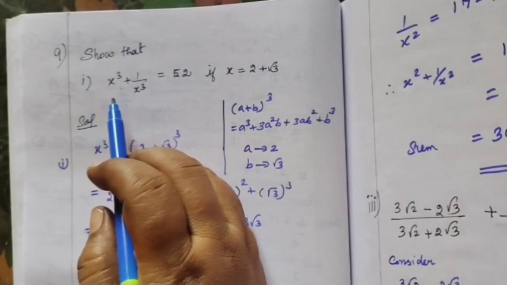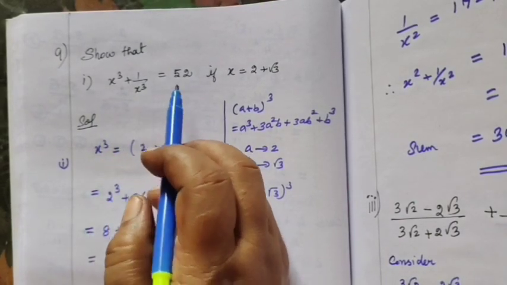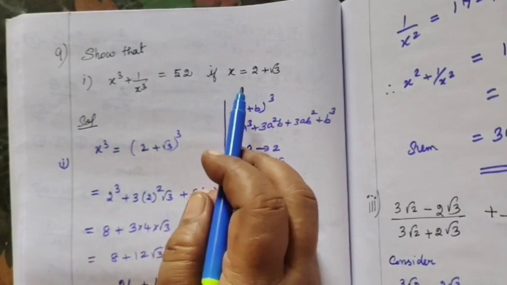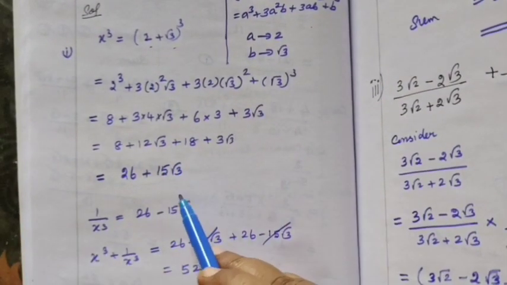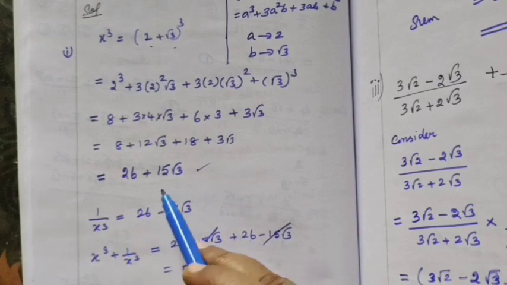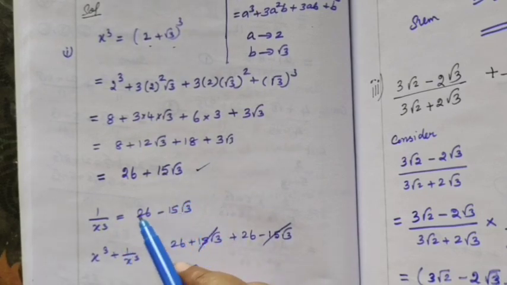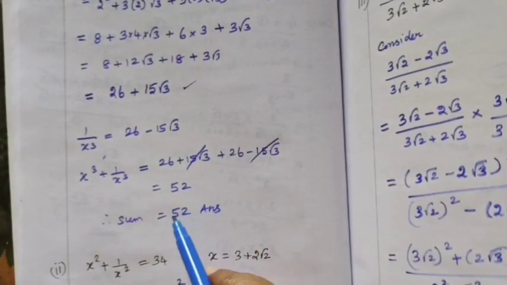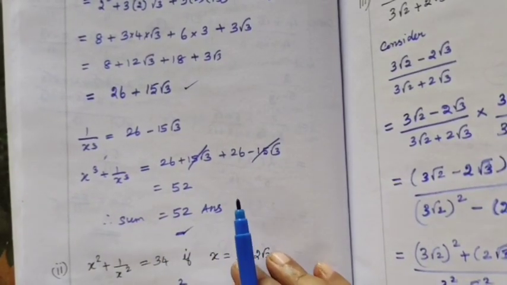Now question number 9, so that x cube plus 1 by x cube equal to 52. If x is the formula, you get 26 plus 15 root 3. Now 1 by x cube means just a conjugate of this. If you know the step, this you can do yourself. Now adding these two, you are getting the answer 52.